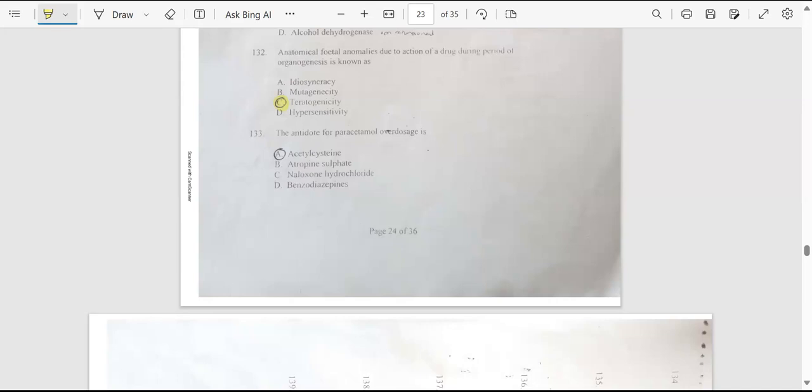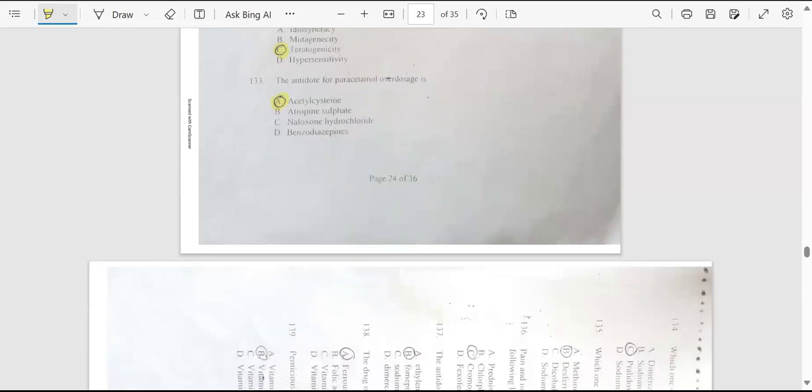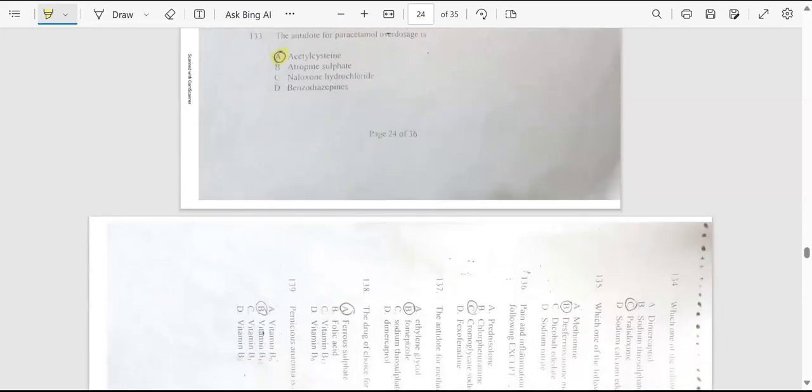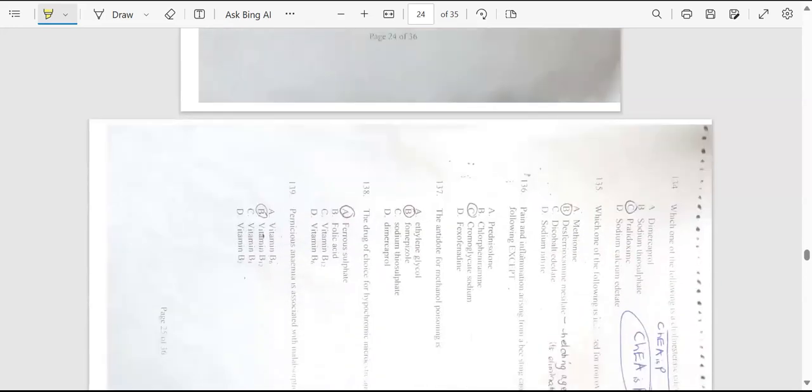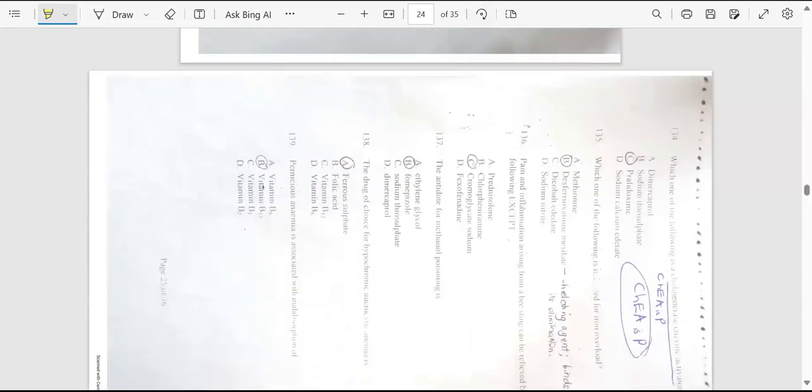Okay, then we can move to the next one. Number 133, the antidote for paracetamol overdose is acetylcysteine. I think Stan had sent the image for those antidotes.